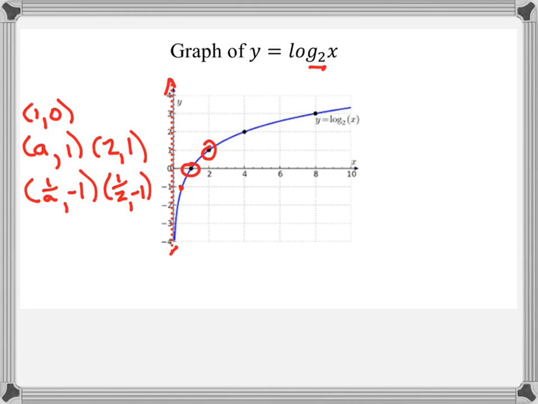Also, I'm going to see my vertical asymptote, which is the y-axis. We can see that since a is 2, which is greater than 1, this function is increasing, and it's continuous.